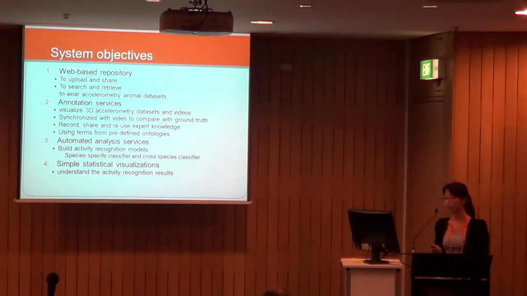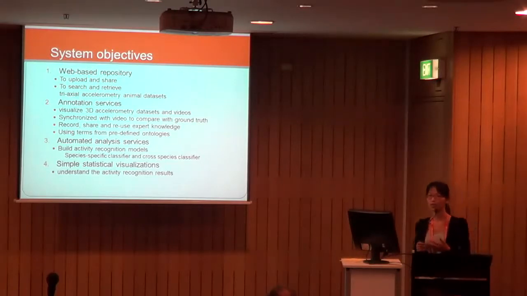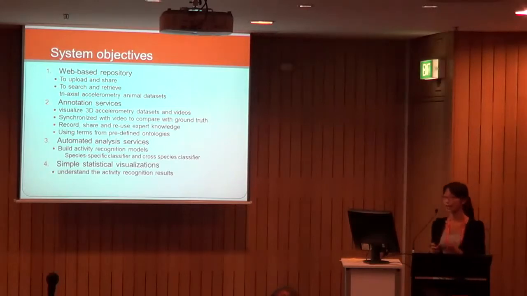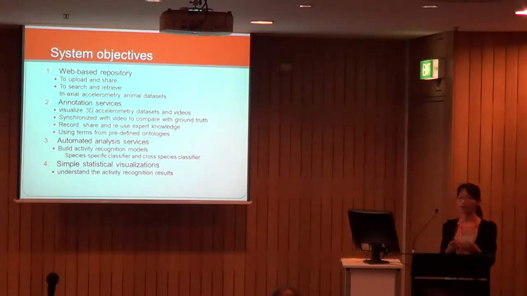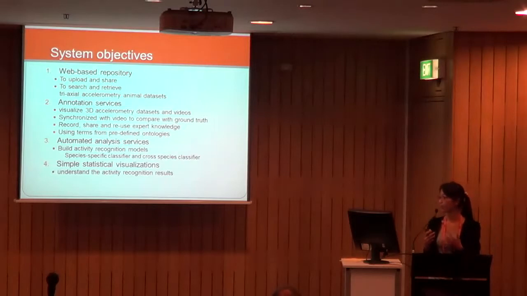So the third aim is to provide automated analysis services, to build the activity recognition models. This includes the species-specific classifier, which means, for example, we use dogs' activity to train the model, and we use this model to recognize the dogs' data. But for the cross-species classifier, which means if right now we have the dogs' activities, we use them to train the dogs classifier. But then we will use this model to identify the wild dingoes' activities, because the wild dingoes data has nice ground truth data.